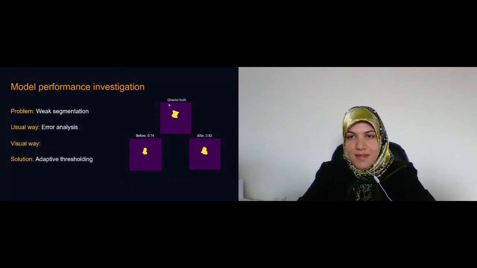So this is one example of the ground truth. This is using the old method, and this is after applying the adaptive threshold, which you can see that we could increase the DICE score quite well.